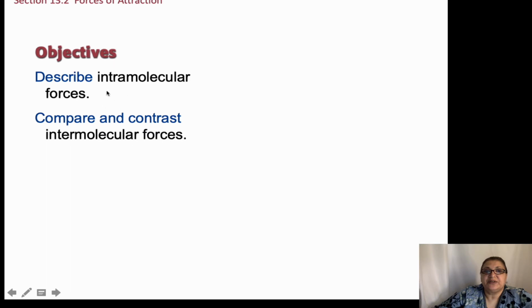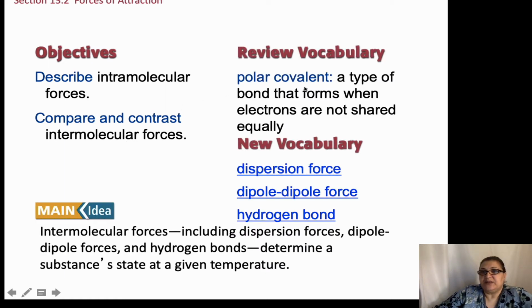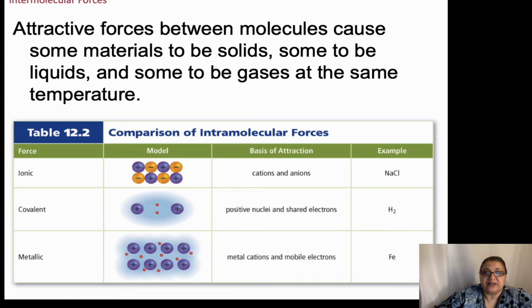So we're going to describe the difference between intramolecular forces and intermolecular forces. And one review of vocab is polar covalent. It's a type of bond that's formed when electrons are not equally shared. So this is a type of covalent bond, not equally shared, is polar. We have one side is slightly positive and one side is slightly negative.